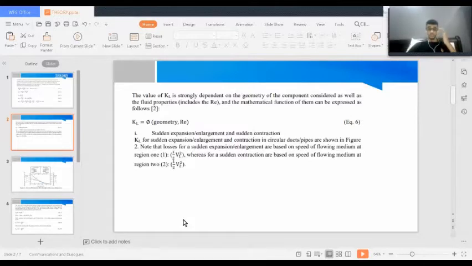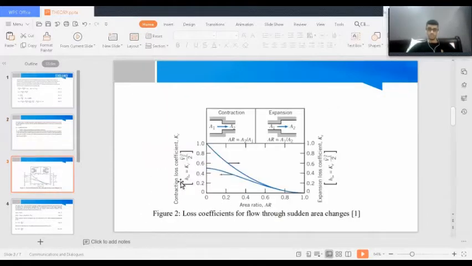So loss coefficient for sudden expansion or enlargement and contraction in circular pipes are shown in figure 2. Note that losses for a sudden expansion are based on the speed of flowing medium at region 1, whereas for a sudden contraction are based on the speed of medium at region 2. So this is figure 2 showing the loss coefficients for flows through sudden area changes such as sudden contraction or sudden expansion.